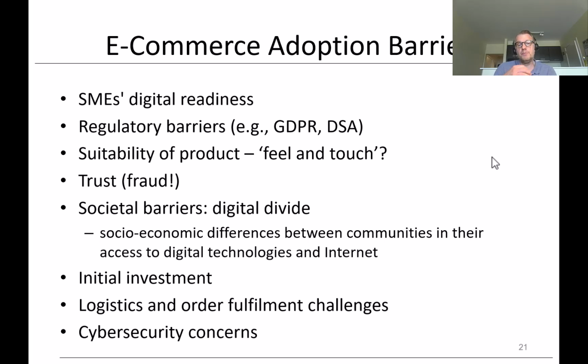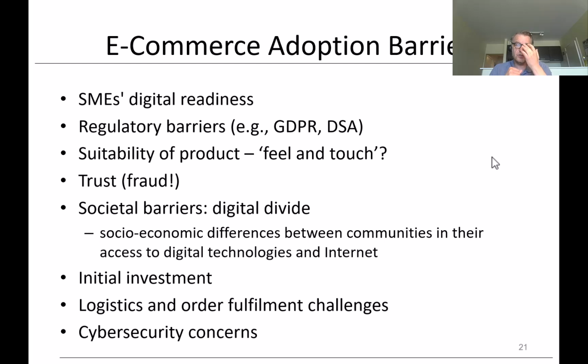Another barrier is the suitability of the product. If I have to buy a pair of trousers myself, I like to feel and touch them, I like to fit them first. I'm not going to do it online. I hate shopping. I really hate shopping. But if I do it once, at most twice a year, I do it in the physical world because I want to feel and touch if I have to buy any new clothes.